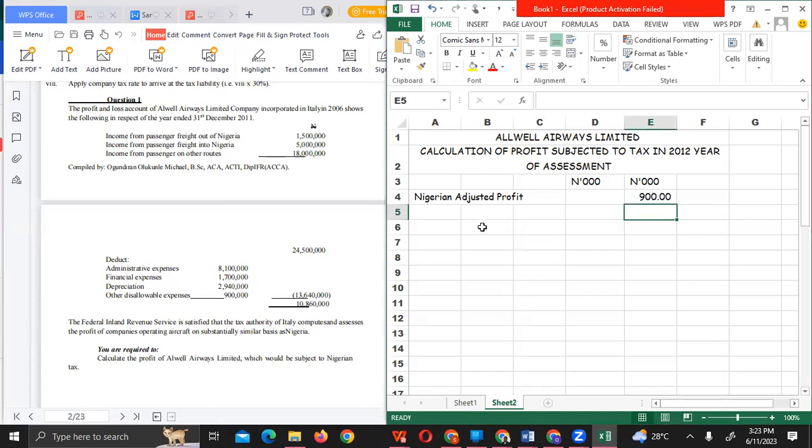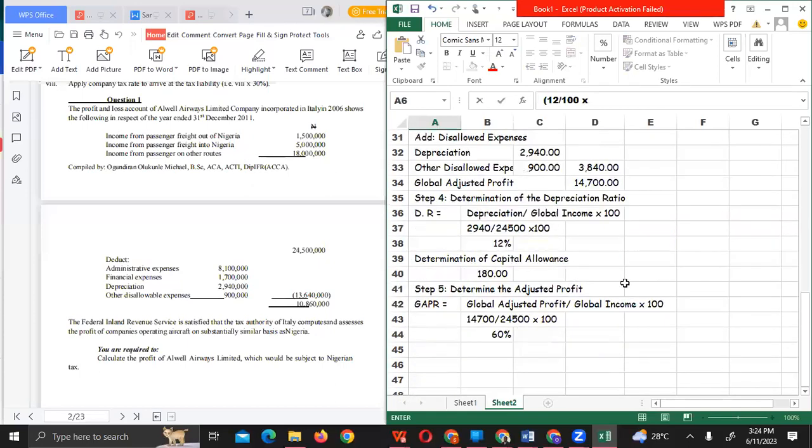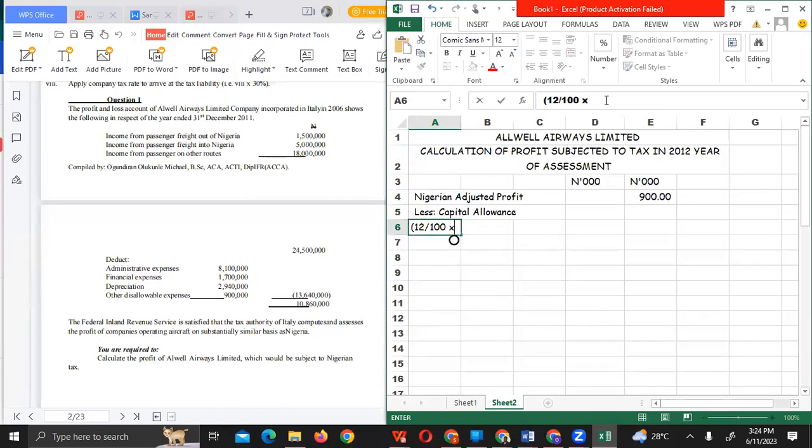So we have 900 to be the Nigerian adjusted profit, right? So since we have that to be Nigerian adjusted profit, the next thing will be for us to less capital allowance. And we've already determined the rate. So that is 12% times, what do we have? 12% of 1.5. That is what?